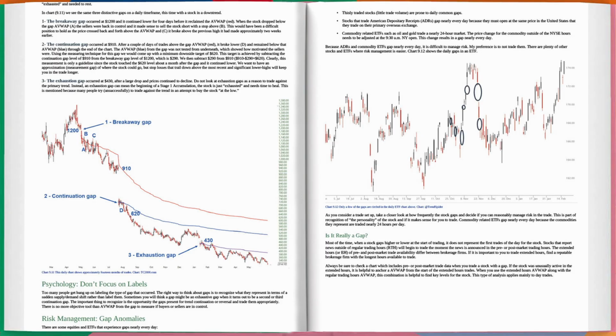Because ADRs and commodity ETFs gap nearly every day, it is difficult to manage risk. My preference is to not trade them. There are plenty of other stocks and ETFs where risk management is easier. Chart 9.12 shows the daily gaps in an ETF. As you consider a trade setup, take a closer look at how frequently the stock gaps and decide if you can reasonably manage risk in the trade. This is part of recognition of the personality of the stock and if it makes sense for you to trade. Commodity-related ETFs gap nearly every day because the commodities they represent are traded nearly 24 hours per day.